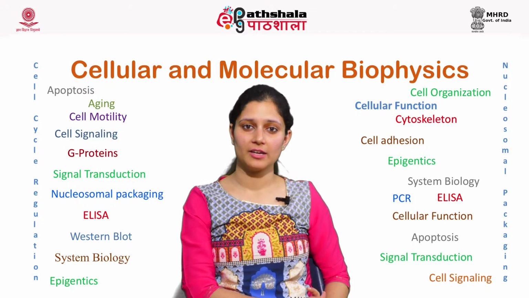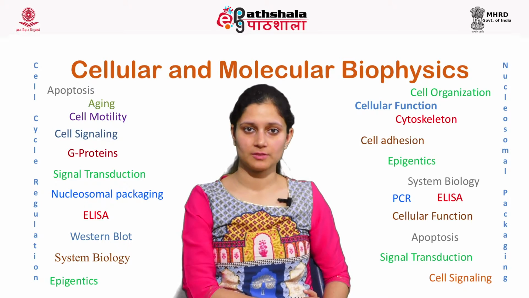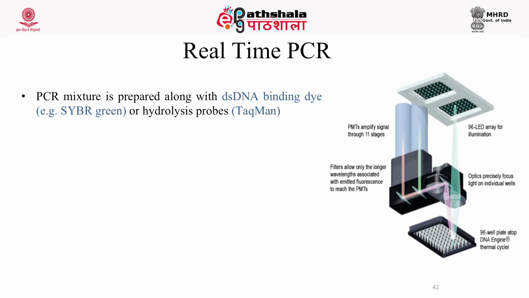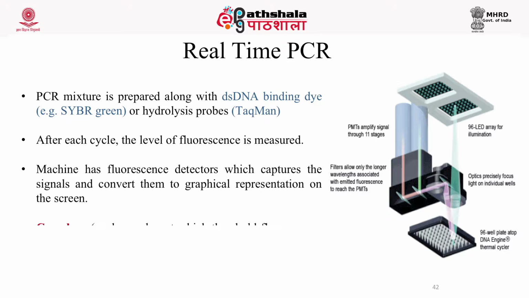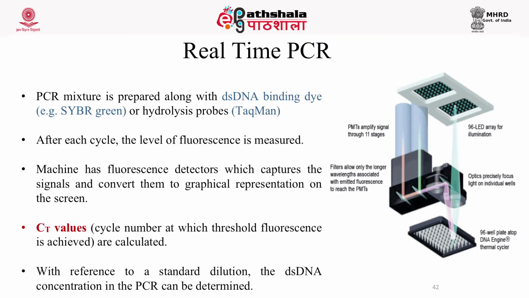The cleavage of these hydrolytic probes is done by Taq polymerase, which is already utilized in the PCR reaction. The PCR mixture is prepared along with the double-stranded DNA binding dye, that is SYBR Green, or the hydrolysis probes, that is TaqMan probe. After each cycle, the level of fluorescence is measured. The machine has fluorescence detectors which capture the signals and convert them to graphical representation on the screen. CT values, that is the cycle number at which threshold fluorescence is achieved, are calculated by the software. With reference to a standard dilution, the double-stranded DNA concentration in the PCR can be determined.